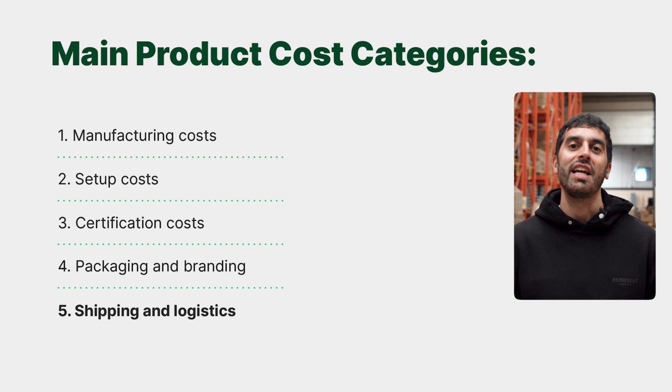Packaging and branding. Don't forget to factor in the costs of packaging, materials, labels, and any branding elements like custom inserts or hang tags. Shipping and logistics. These are the costs associated with getting your product from the manufacturer to your fulfillment center or customers. These can include freight forwarding, custom duties, and domestic shipping. Make sure you keep track of these costs in a spreadsheet and keep the numbers updated as you get more cost information. Next, let's talk about how to create a bill of materials.